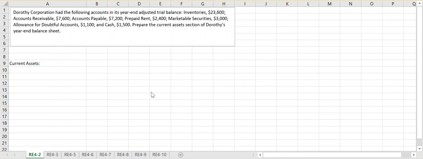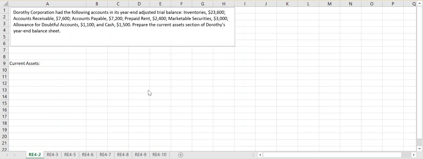In this example video, we're going to look at review exercise 4-2, and we're going to put together the current assets section of our balance sheet. So they tell us that our company had the following accounts in its year-end adjusted trial balance: inventories, accounts receivable, accounts payable, prepaid rent, marketable securities, allowance for doubtful accounts, and cash. And again, they want us to prepare the current assets section of their year-end balance sheet.